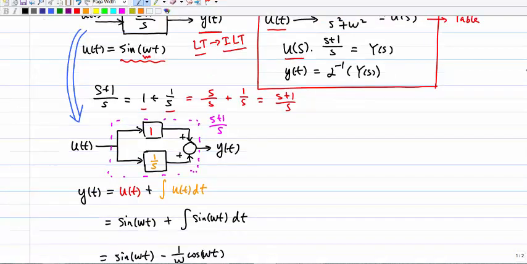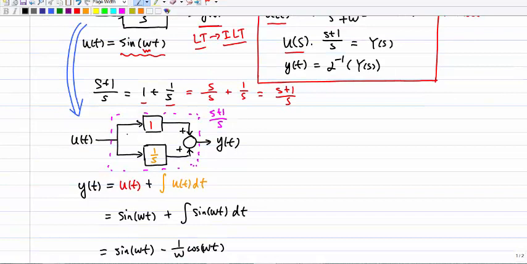Once it goes through the top one, this is just the times-one block, right? That means we don't do anything. It's just the same as u(t). The bottom one is 1 over s. As we know, 1 over s is integration. So this one is integration.